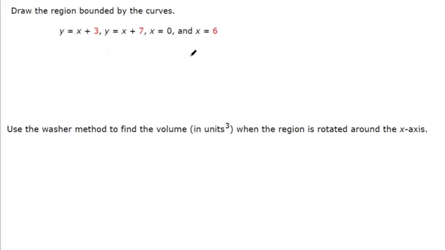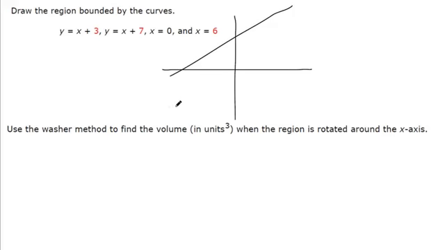We're asked to draw the region bounded by these curves. So it's y equals x plus 3, y equals x plus 7. So they're parallel. One has a y-intercept of 3 and one has a y-intercept of 7. So one just above the other.